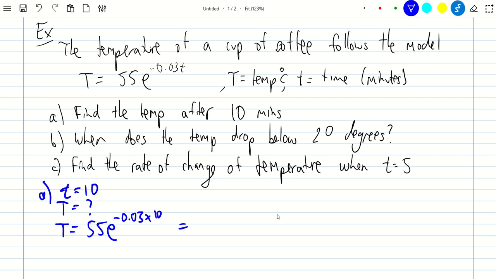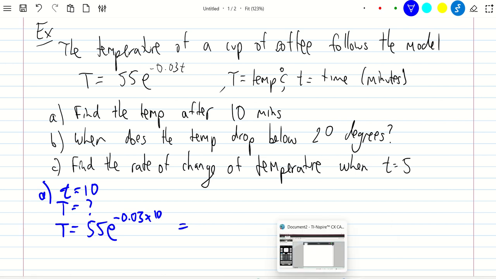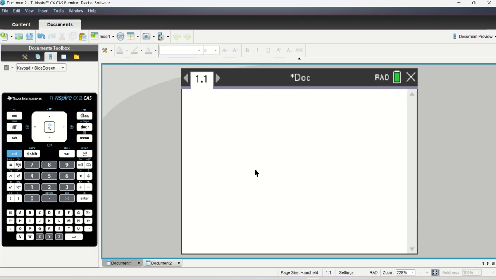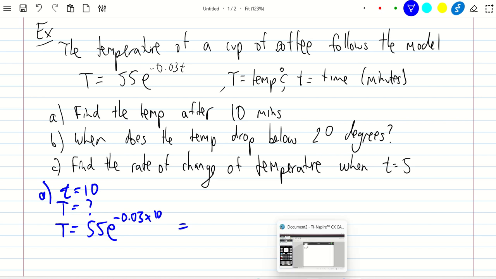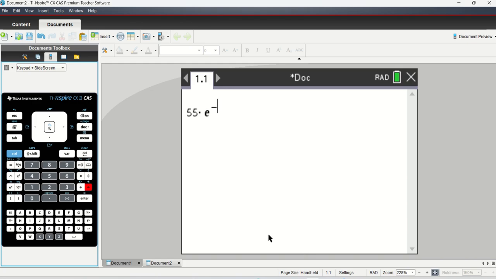Definitely don't do these sorts of questions by hand because I don't know what e to the power of negative 0.3 is equal to. So let's just go straight to our calculator. I'm just going to flick between screens. So we want 55 times e to the power, and I'm just going to flick back because I've forgotten what it was. That's what happens with me, bad memory. Negative 0.03 times 10. And we'll put that in, and it gives us our answer as 40.74.